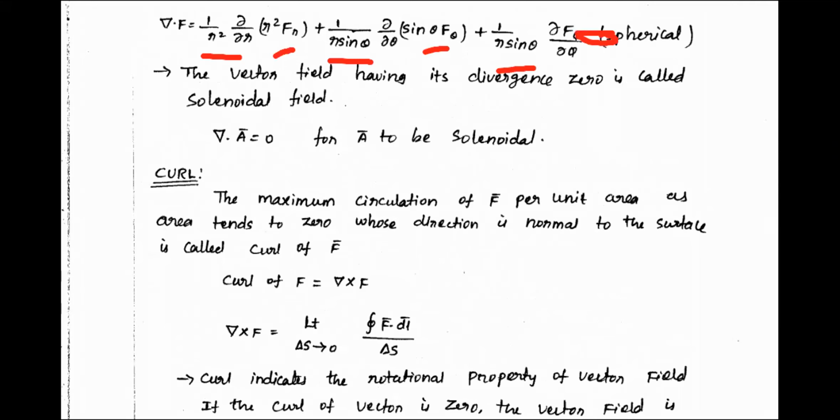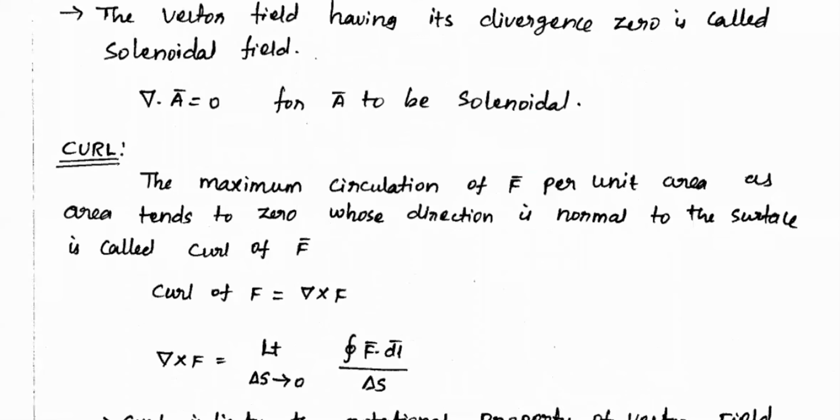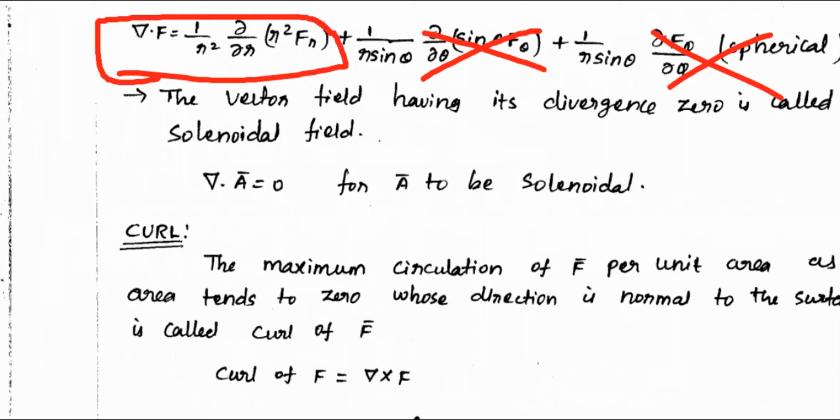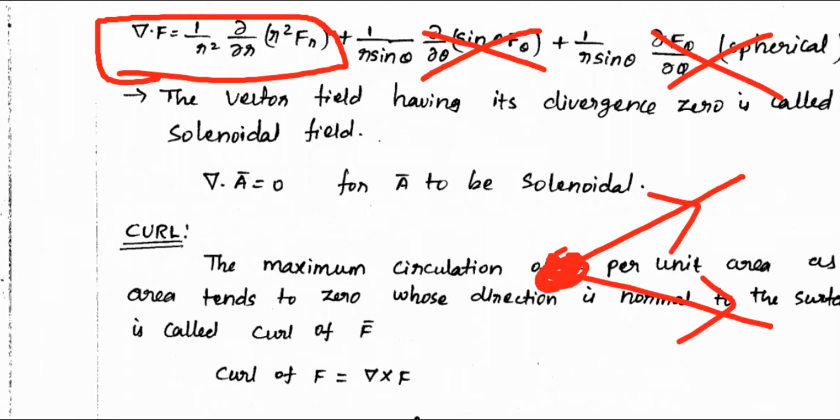This is something you should remember, but most of the time, in a practical case, you will not get these components. Mostly you will get only this component, because you would have seen already, if I take a point charge, how is my vector going? It's radially outward.